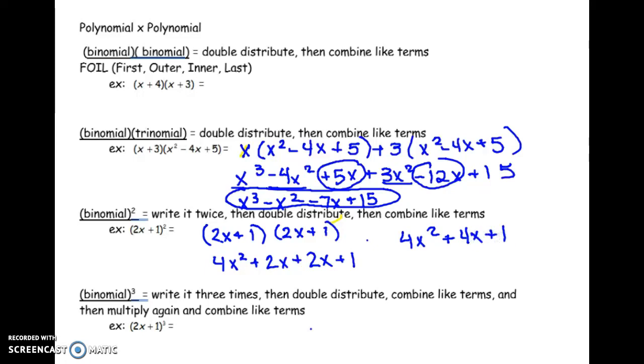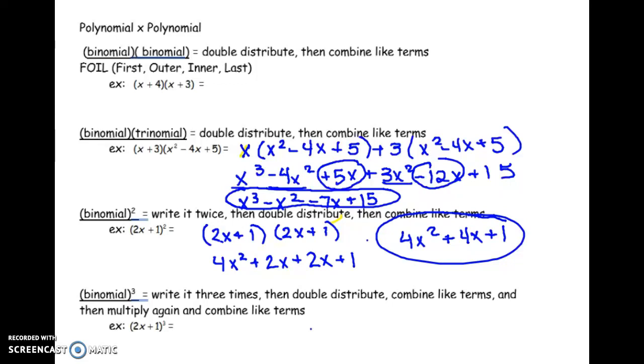So if you just tried to square each of the terms, you wouldn't end up getting the middle term. So you need to actually take the binomial and write it twice and then double distribute or FOIL. Now same thing with binomial to the third, write it 3 times, double distribute, combine like terms. So you're going to start out with maybe what we had up here.